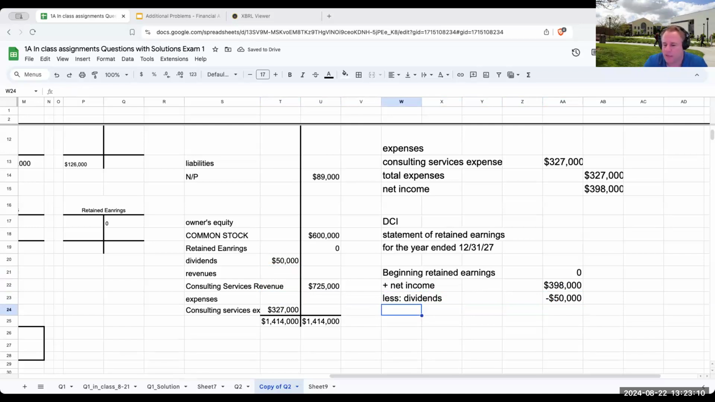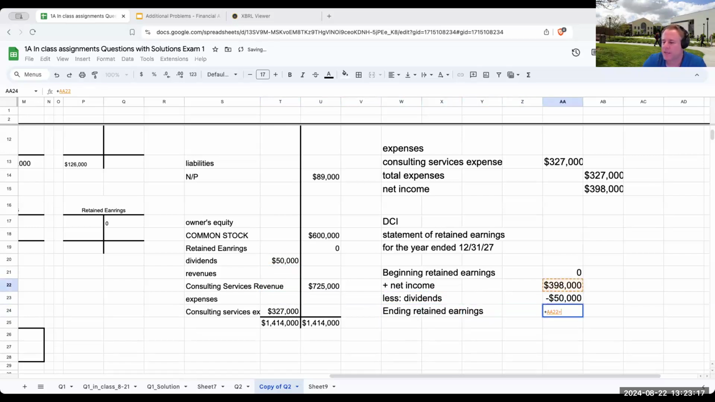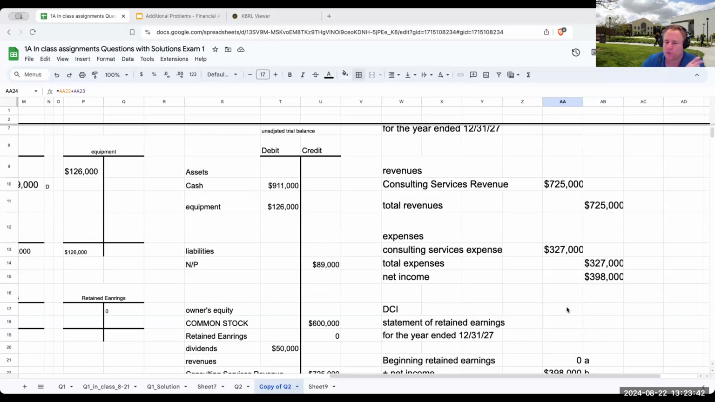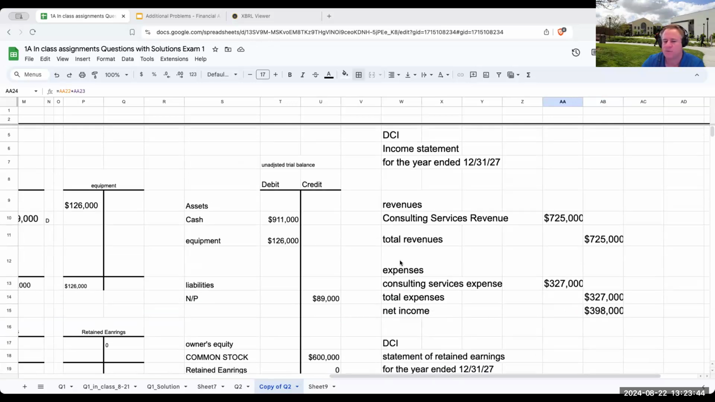So we're going to have over here my ending retained earnings, or what the company is going to be keeping, which is going to be 348,000. I'm just showing you this line over here in terms of how I'm doing it. It's beginning plus net income over here. So A plus B minus C equals D, right? So my ending retained earnings is 348,000.